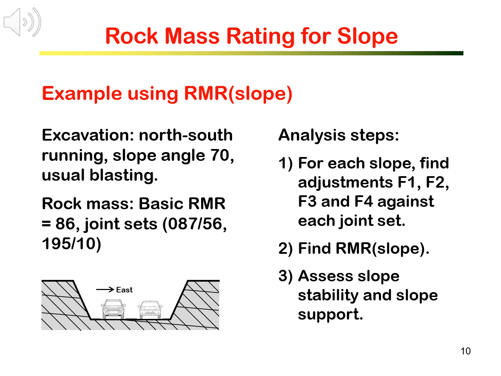Well, we will analyze the slope stability using IMR slope following these steps. First, for each slope, find adjustments F1, F2, F3, and F4 against each joint set. Then compute IMR slope for each slope. Finally, we can assess slope stability and the slope support based on IMR slope.